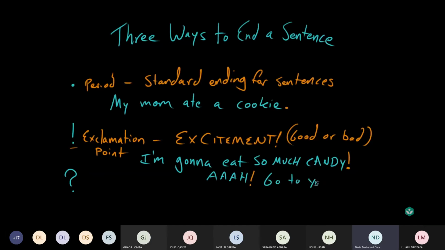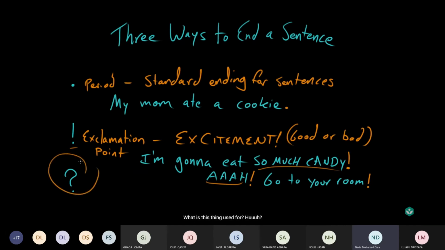Yes, exactly. We have the period, which is kind of this all-purpose terminal punctuation. You can just say a regular declarative sentence, here is a fact, my mom ate a cookie. Or you can use exclamation points to demonstrate excitement or strong emotion, whether good or bad. So like an interjection like, ah, or a command like, go to your room. Or if you're super excited, I'm going to eat so much candy.